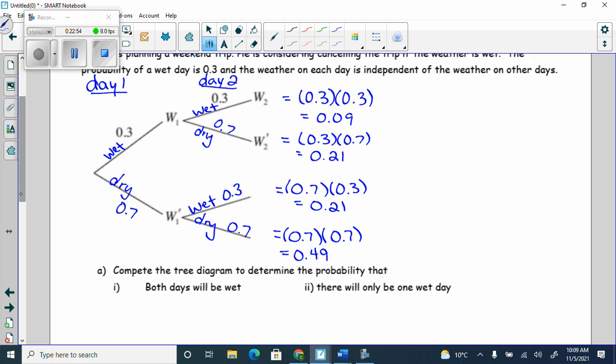Okay, what's the probability that both days will be wet? What do we get? 0.09. Boom, we're done. Because we did the tree diagram, we did all the hard work, right? There will only be one wet day, so I can't include the 2 wet days and I can't include the 2 dry days, correct? Only one wet day, so the first day could be wet, but the second day has to be dry, which is 0.21. Or plus sign, the first day has to be dry, the second day has to be wet, which is 0.21, which is 0.42.